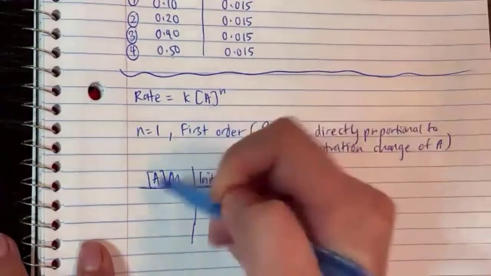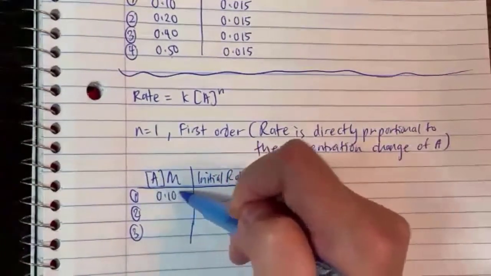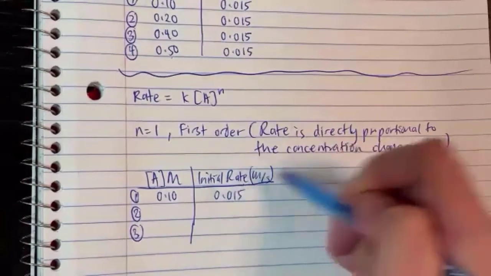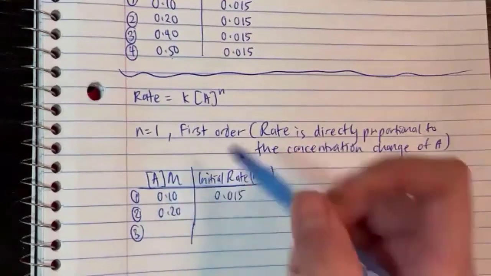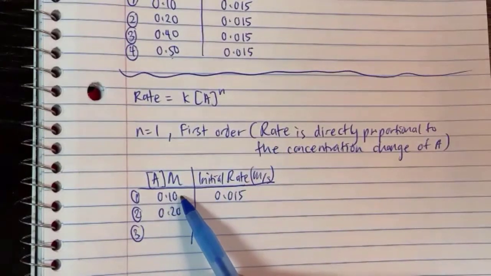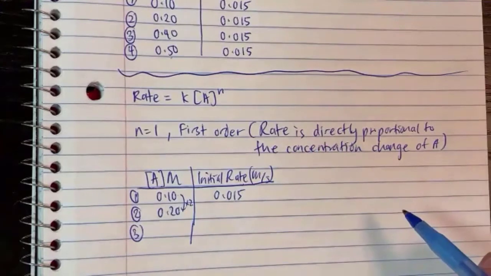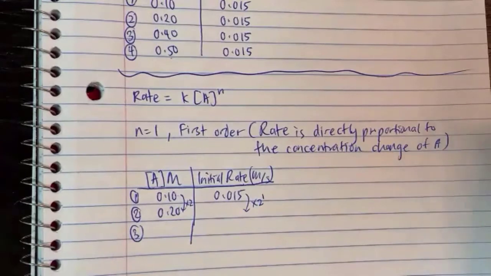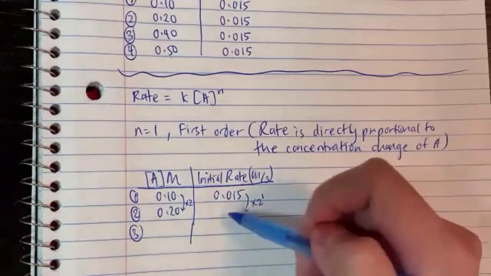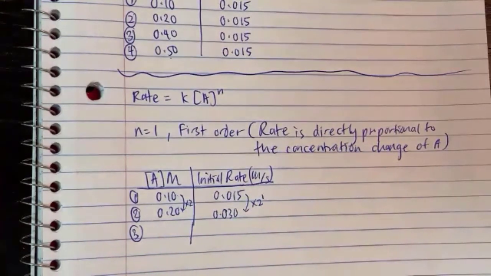So let's do 3 rows right here. 1, 2, 3. Okay, so if I started off at 0.1 and my rate was 0.015, right? If I did a second test tube and I put 0.2 in there, when A is doubled, you see how it went up 2 times here? From here to here is times 2, agreed? Now from here to here, the rate will be times 2 to the power 1 because it's first order, n is 1. So I'm going to observe 0.030 as my answer here.